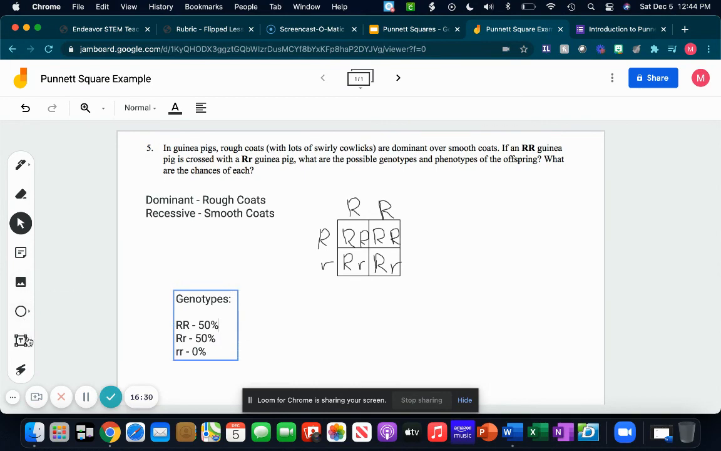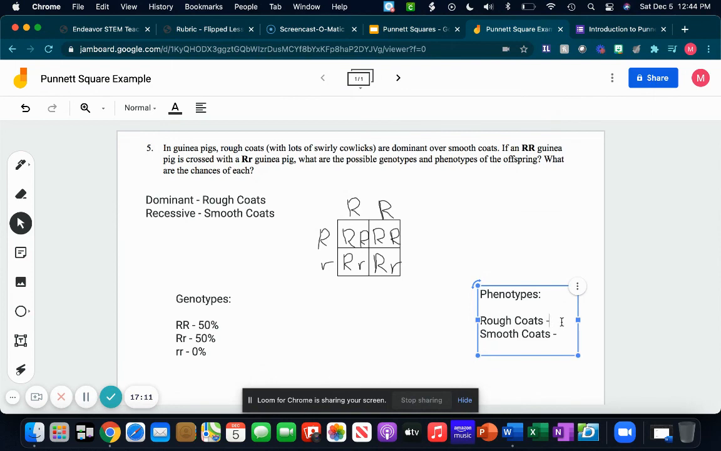And the last step we're going to do is the phenotypes. Okay, so we're going to do the same thing. We're going to label. Just make this a little bigger. All right. Now, remember what I said. For our cases, we're only going to have 2 options for phenotypes. It's either going to be rough coats or smooth coats. All right, and again, we're just going to do the percentages.